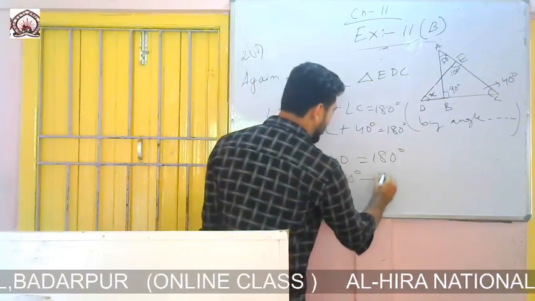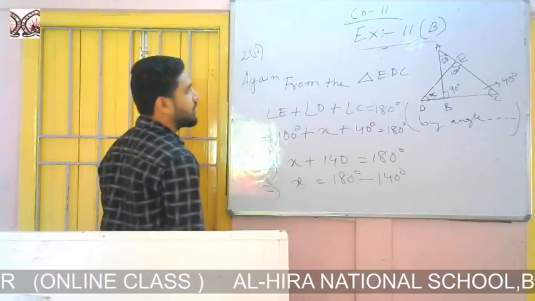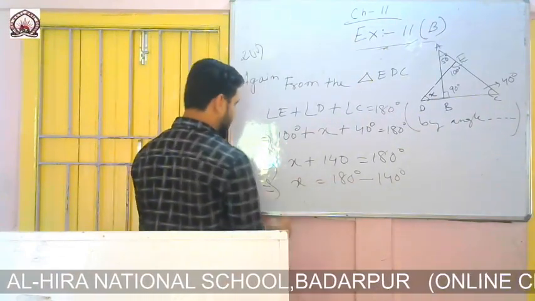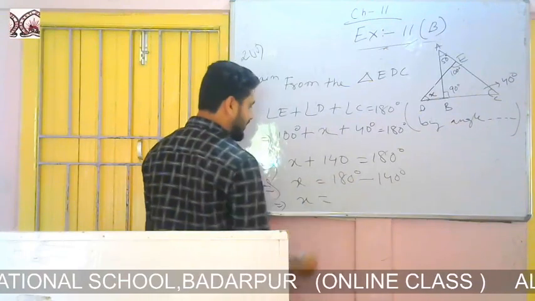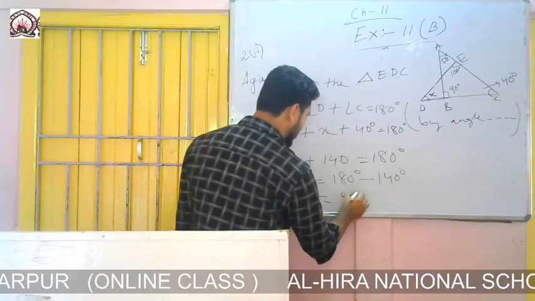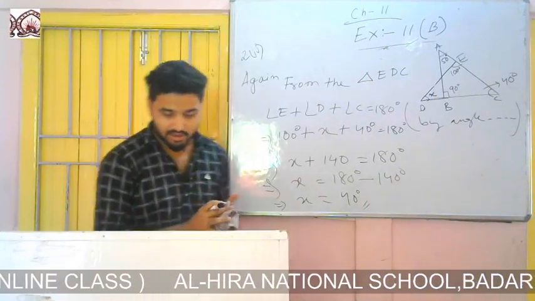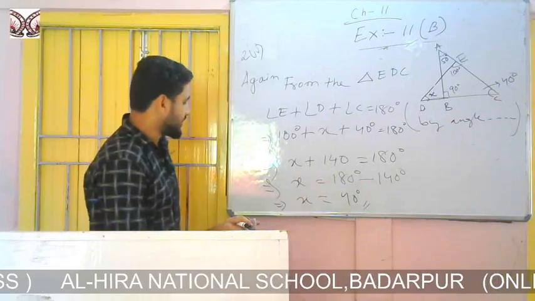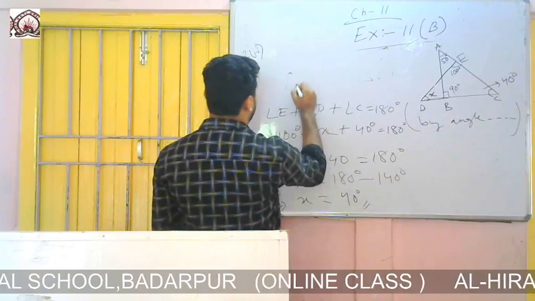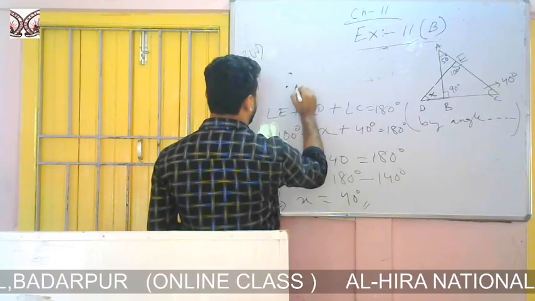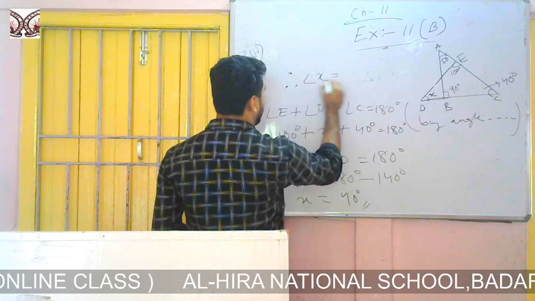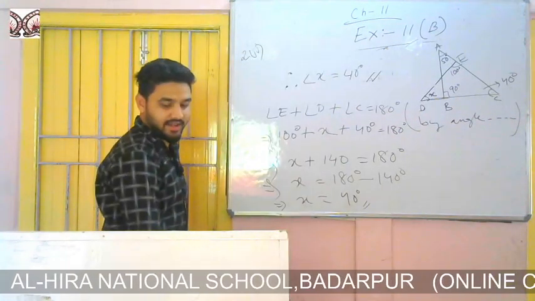180 degree minus 140 degree. And again I can find x equals to 40 degree. So that is the measure of angle x. So write therefore angle x equals to 40 degree. Okay, that is the answer.